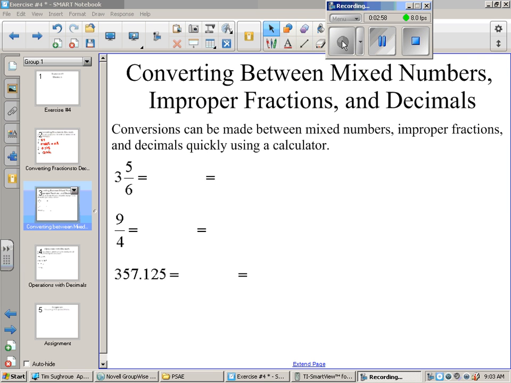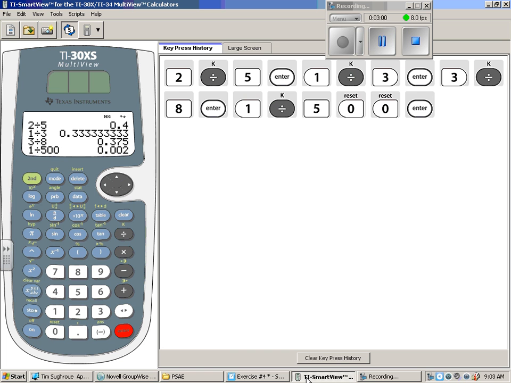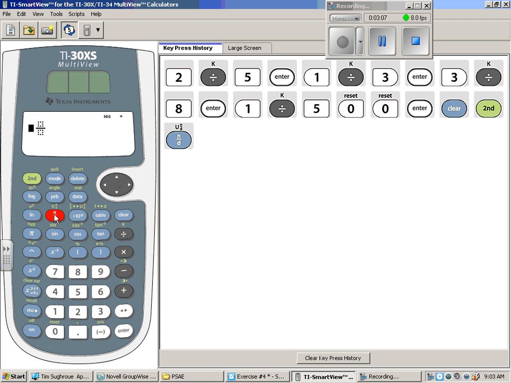When we go to the smart view, 3 and 5/6. Remember again, I'm going to clear this out. To type in 3 and 5/6, I'm going to go second, this N over D key. And again, if you end up getting one of these calculators later and you forget some of these keystrokes, go back and look it up online. Go check out this lesson online.